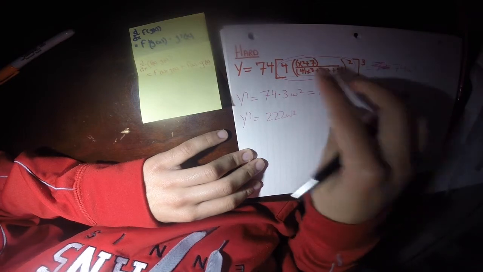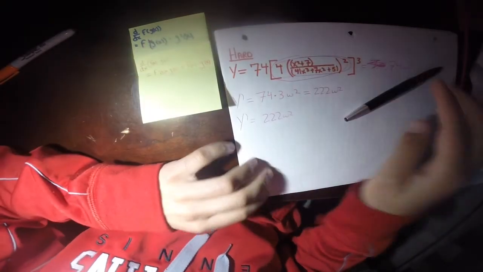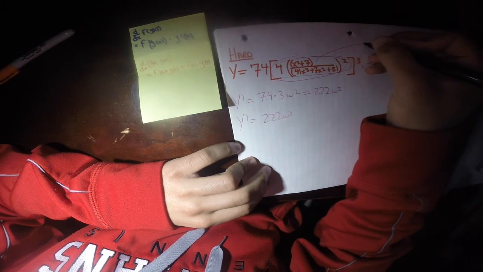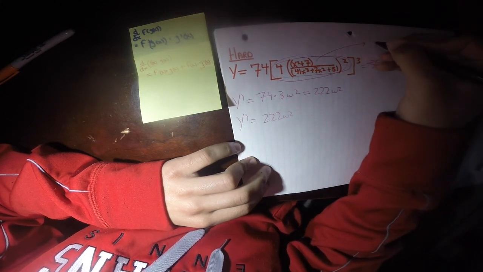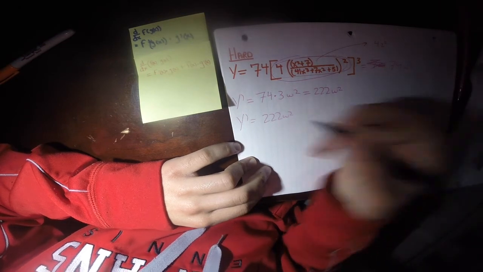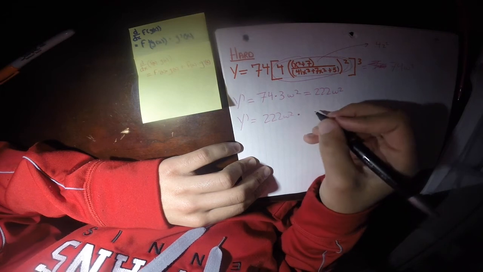So now all you do is ignore this and ignore the inside. Now all you have to worry about is the 4 and the 2. Now in the 4 and the 2, let's make that equal z. So 4z squared. Now you times it, because you times the inner derivative.